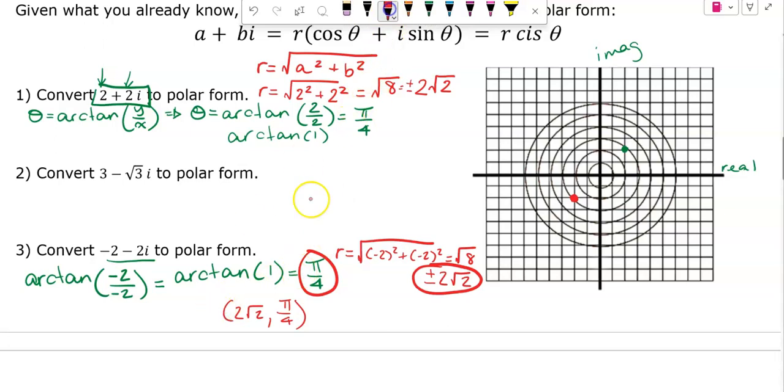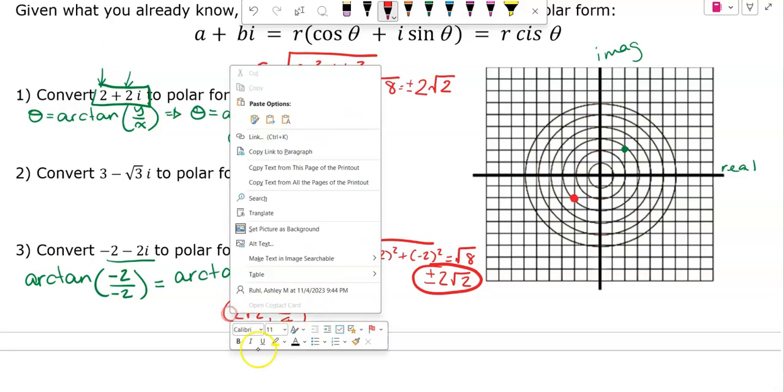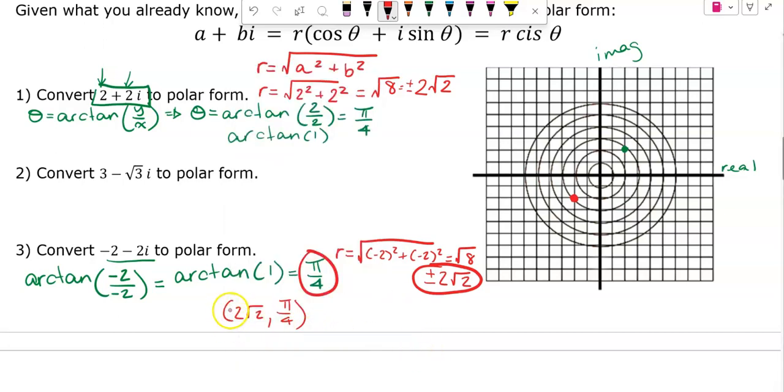Instead, for this third one, I can keep it at pi over 4 if I want to, but I have to use a negative r value, right? Because if I do a negative r value, that means that I'm on the opposite side of that angle. So this pi over 4 instead would put me over here with a negative r value. So that's one way that I could do this.